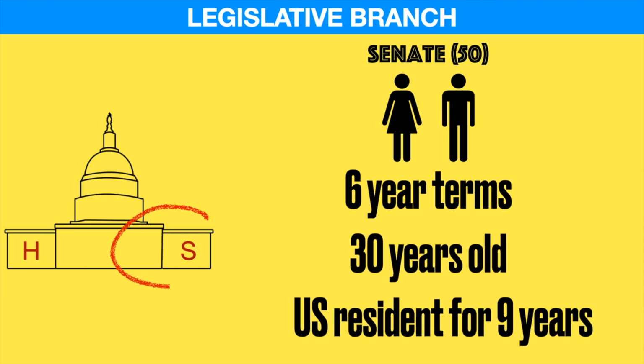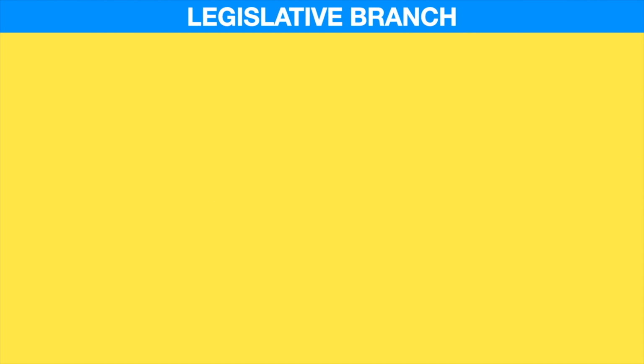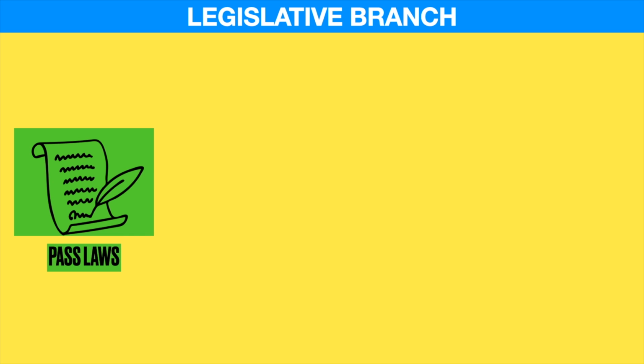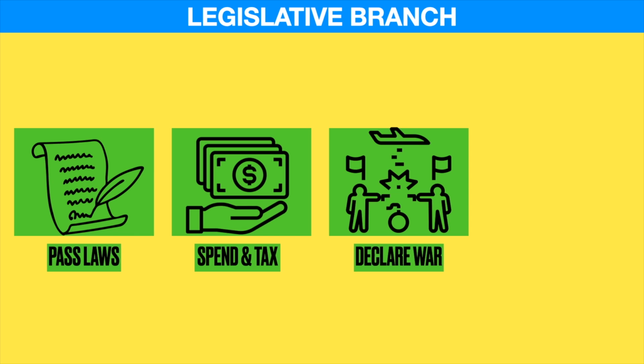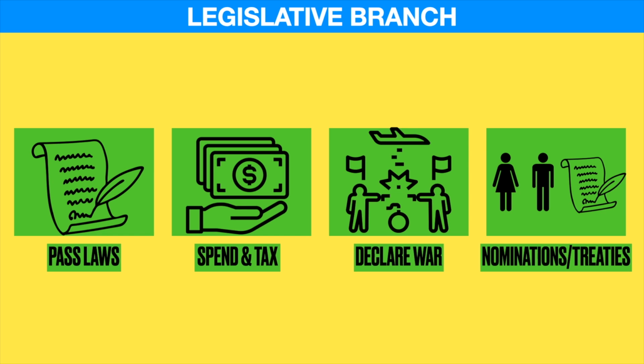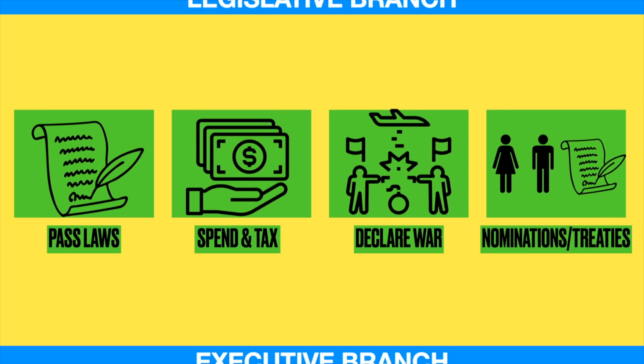To serve in the Senate, the second chamber, one must be 30 years of age, a U.S. resident for 9 years, and they can serve for a term of 6 years in the Senate. Members of Congress have several duties and responsibilities. They pass laws, they spend and tax, they declare war, and then they approve nominations and treaties.